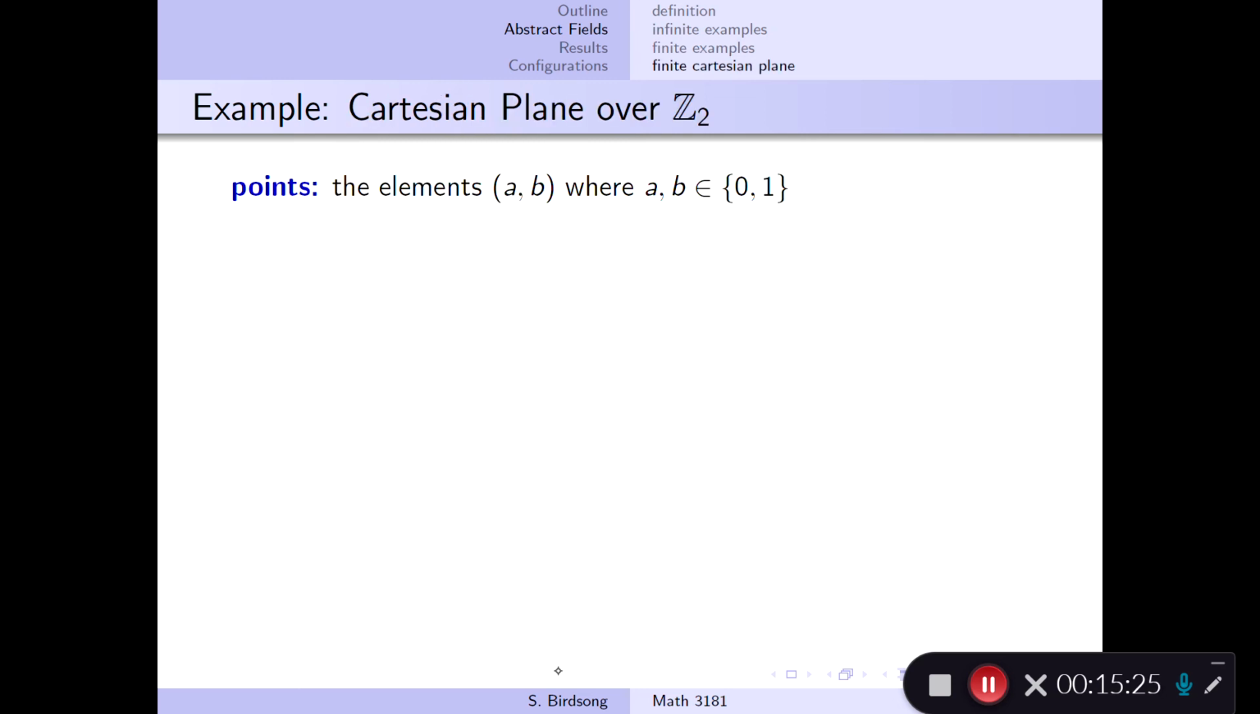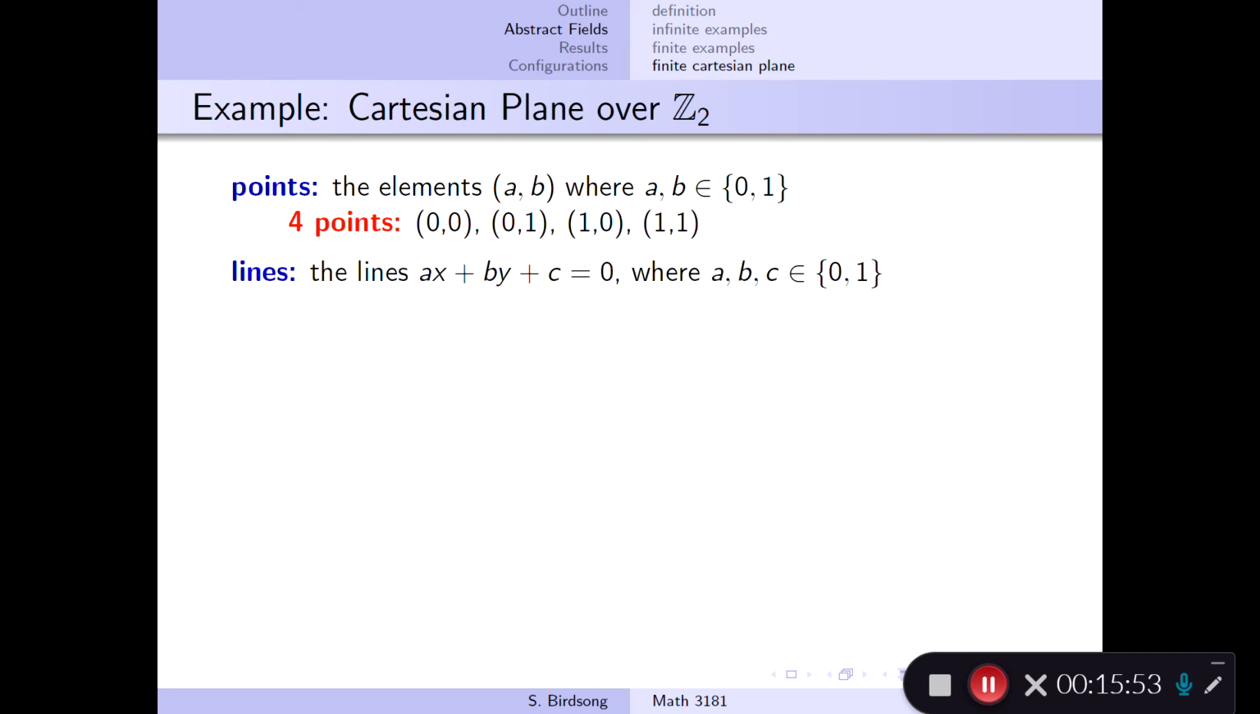So, we're going to build our Cartesian plane over Z mod 2. Our points are going to be ordered pairs where the x and the y coordinate can only come from our field. So that means they can only be 1 or 0. Which tells you you have 4 possibilities. 0 or 1 in the first slot, 0 or 1 in the second slot. So you can have (0,0), (1,1), or (0,1), or (1,0). Don't overthink it.